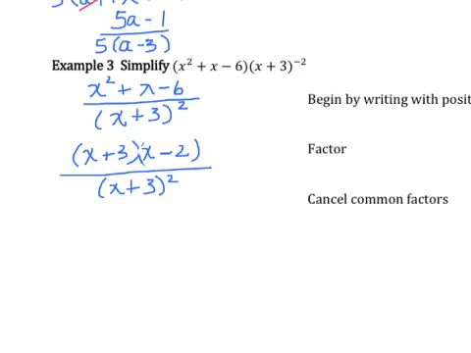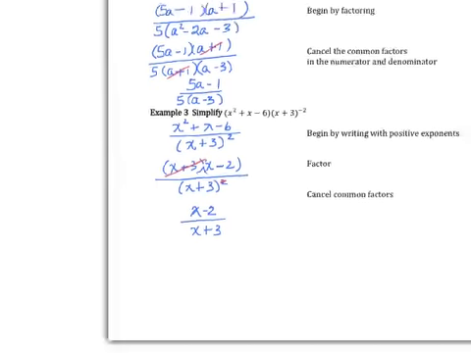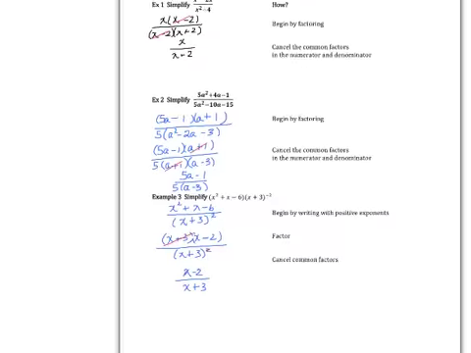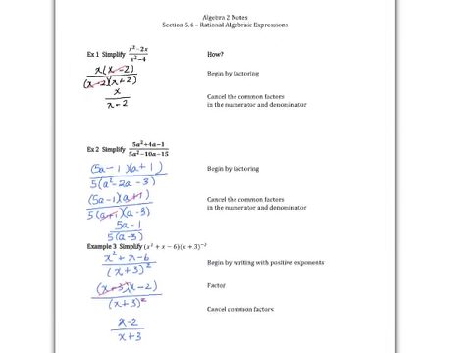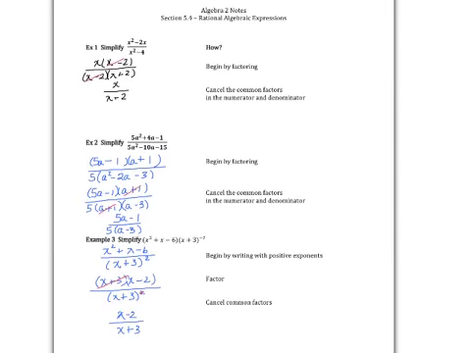So I've got 1 x plus 3 in the numerator and 2 in the denominator, so I can cancel this whole one and one of these. And so what I'm left with is x minus 2 over x plus 3. And that's the whole lesson on reducing rational algebraic expressions.